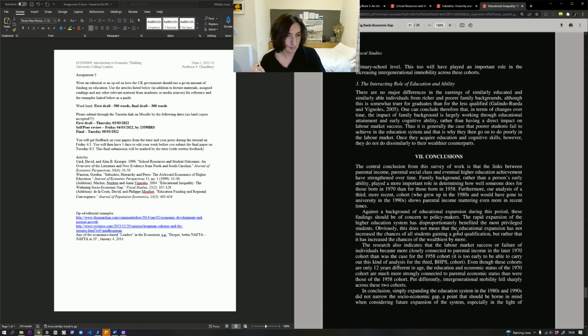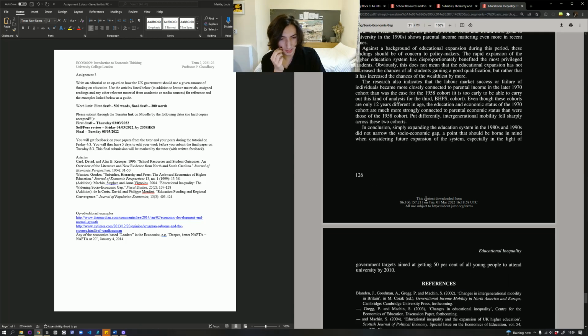Yeah, so for example, there was also a line referencing... we're basically just expanding the system, but expanding the education system doesn't work because it disproportionately affects higher income students. The rapid expansion of the higher education system has disproportionately benefited the most privileged students. Okay, that's something to note.